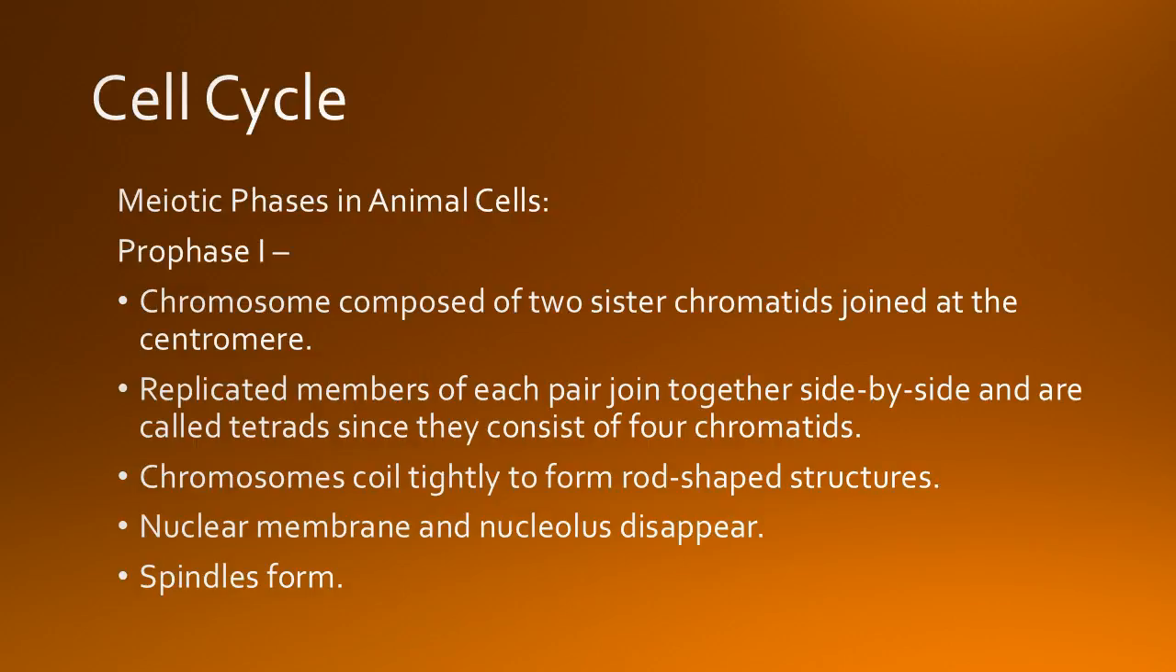In prophase 1, each chromosome is composed of 2 sister chromatids joined at the centromere. The replicated members of each chromosome pair join in side-by-side pairing called synapsis. Chromosomes in synapsis are often called tetrads because they consist of 4 chromatids. Exchange of chromosome segments frequently occurs between members of the tetrad, increasing genetic variability in daughter cells.